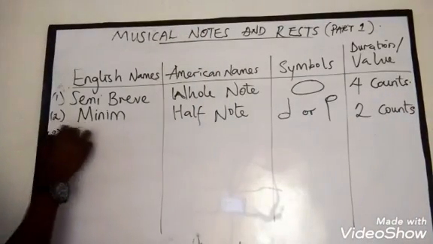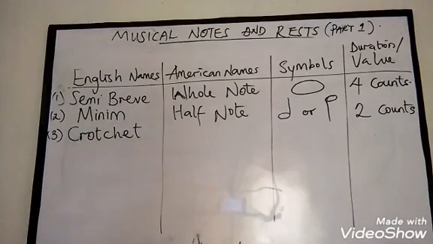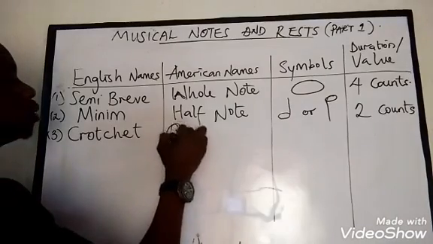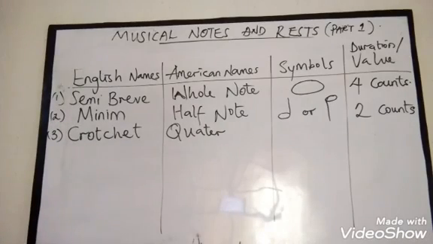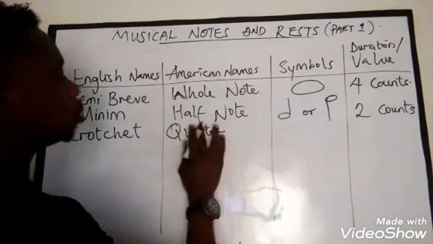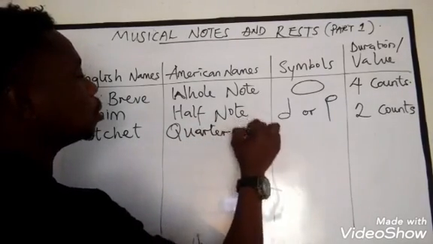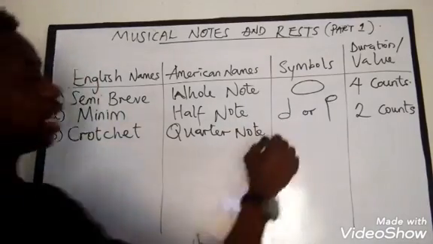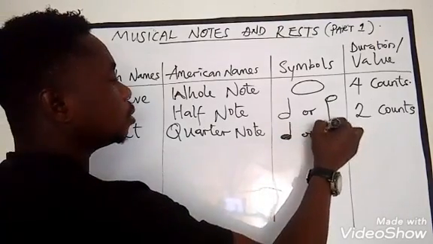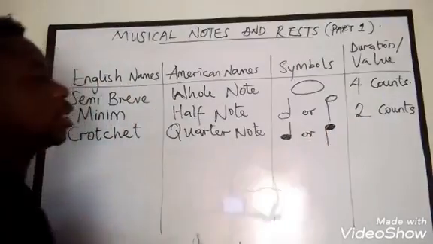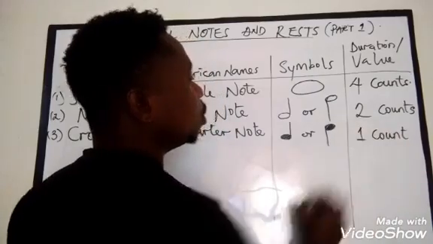The next note is the crotchet. The crotchet note, which is the quarter note. And it is written like this, shaded, or this way. So it's just half of the previous one: one count.